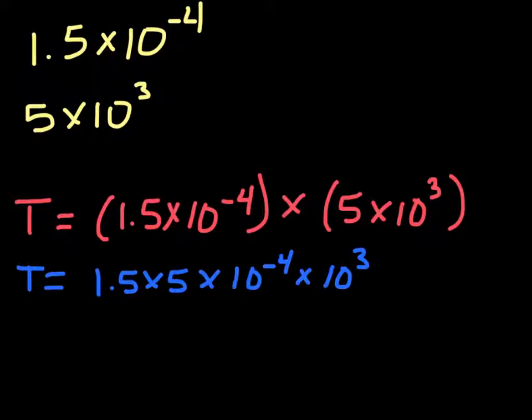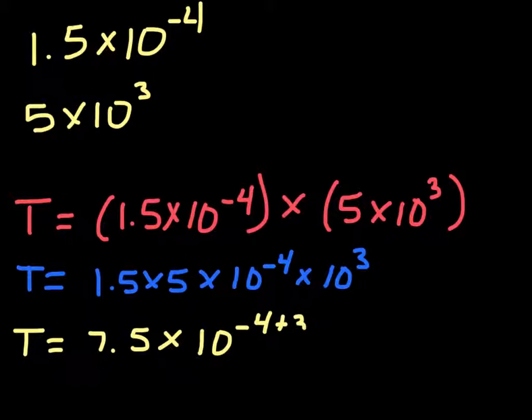Now let's begin solving. 1.5 times 5 equals 7.5. And we can use the product of powers property to solve 10 to the negative fourth times 10 to the third. So our final answer will be 7.5 times 10 to the negative 1 grams. Or, if we're going to write that in standard notation, a thimble full of Wolffia plants will be 0.75 grams.